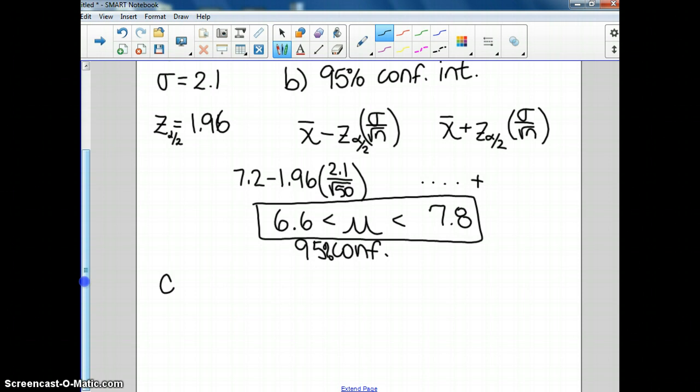In part C, it asks you to do the same thing, only it asks you to make an interval using 99% confidence. Go ahead and pause the video now and try that one at your desk, and when you're finished you can hit play again and I'll show you the steps.